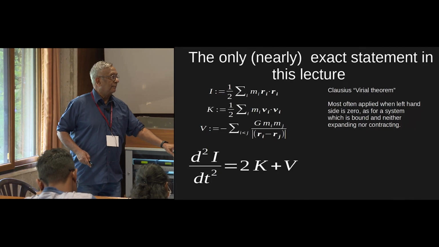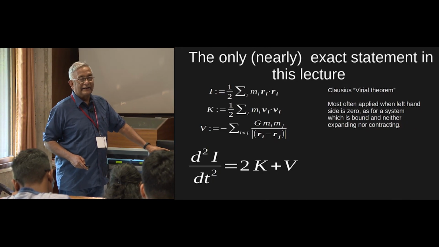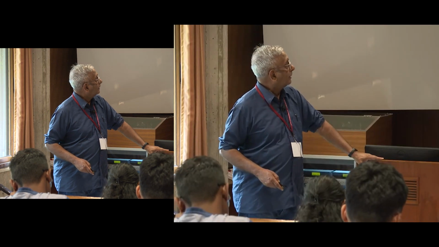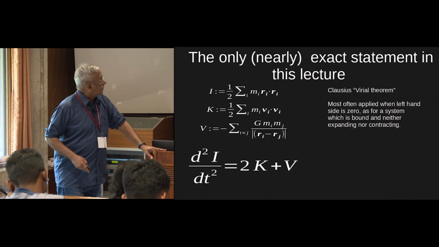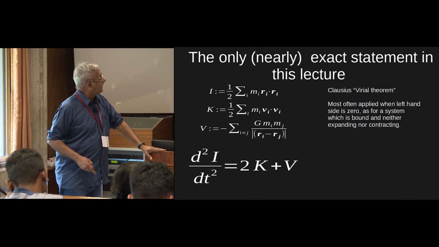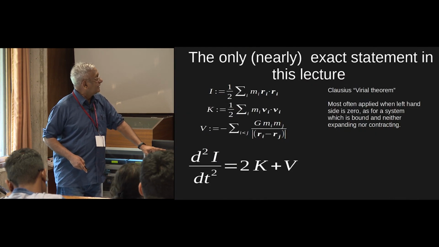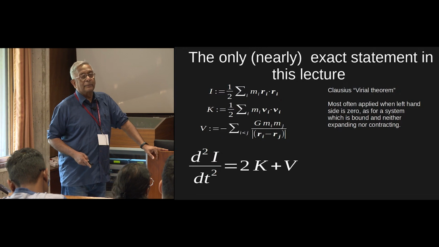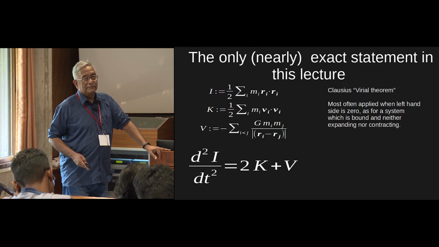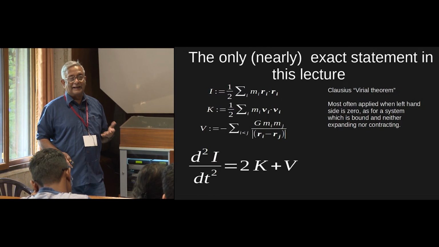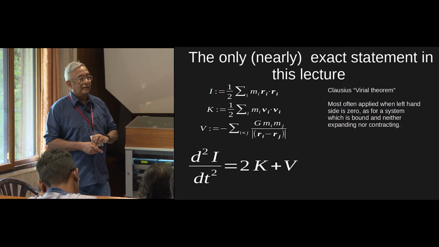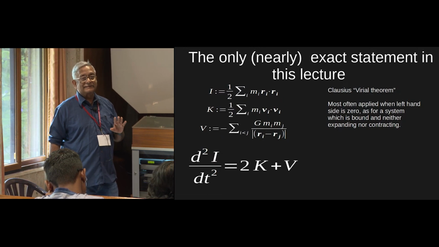So what does this tell you? First of all, remember V is actually a negative quantity. Yeah, I have a minus sign in front of it. So what this basically tells you is that the kinetic energy is minus half the potential energy, right? And the potential energy is itself negative. It better be, because the kinetic energy is definitely positive. But the interesting thing is it says it's half.